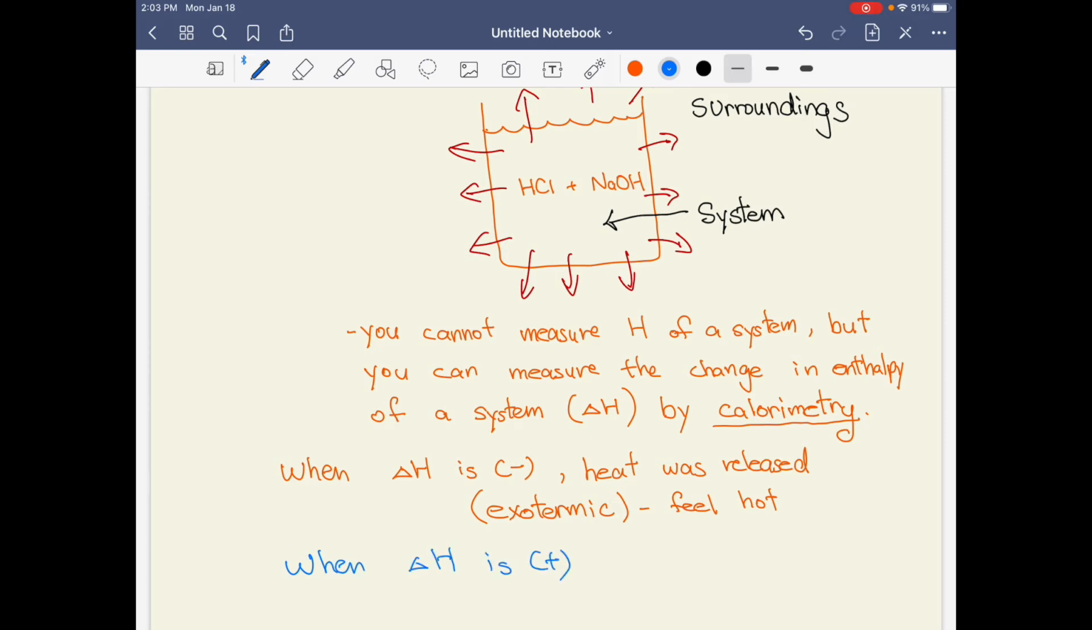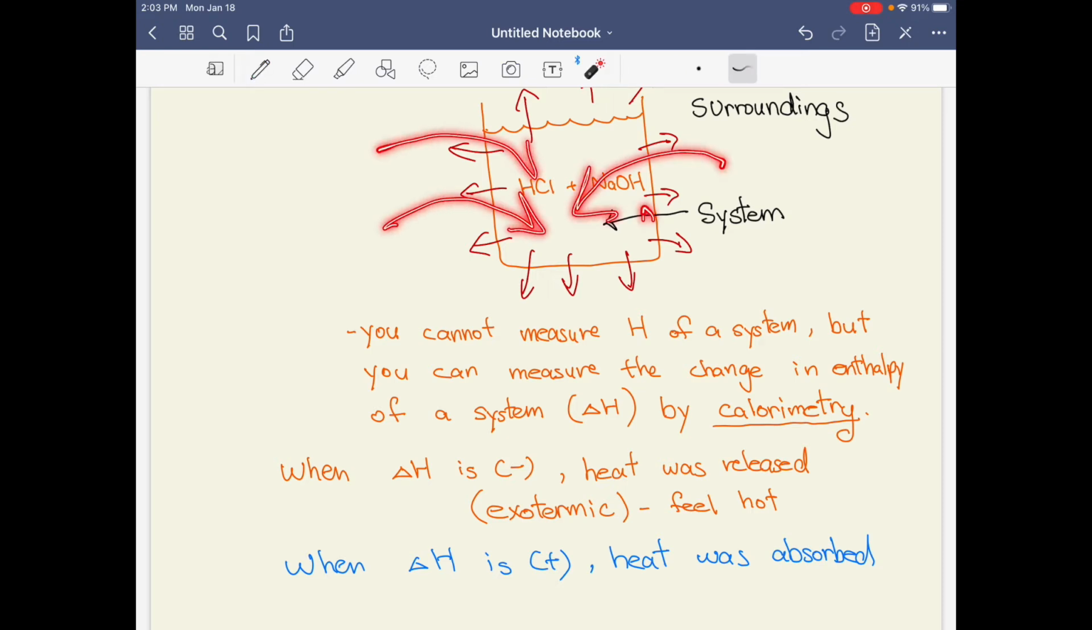Now, when will that happen? That will happen when heat was actually absorbed by the system instead. So heat is not releasing to the surrounding. You're not feeling hot. In fact, heat is being absorbed by the system. Now, for this reaction, this event will not occur because this is an exothermic reaction. But there are certain reactions where it absorbs the heat from the surrounding.